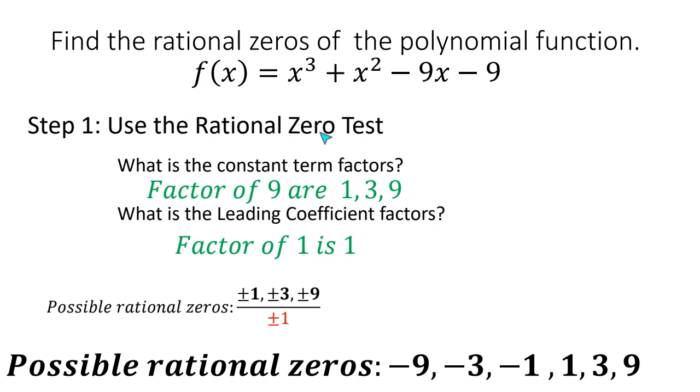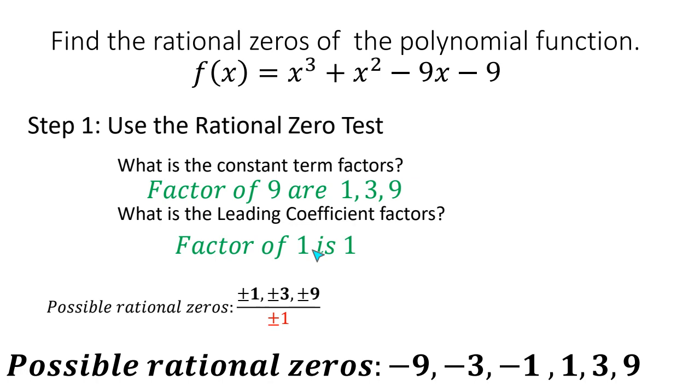So it says use the rational zero test. The rational zero test means that we're going to take the factors of our constant term, which is 9. So the factors of 9 are 1 and 3 and 9. So basically, the numbers you can multiply together to give you a 9. So 1 times 9 and 3 times 3 give us a 9. And then the leading coefficient is 1.